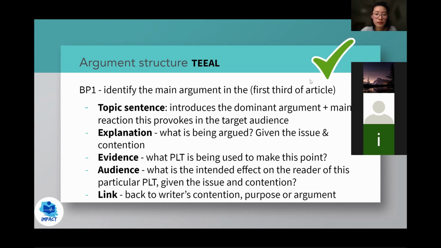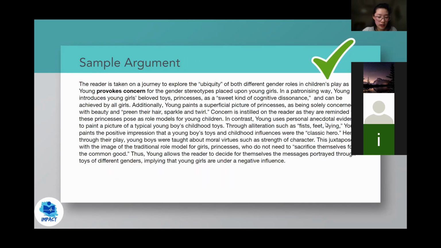Cool. No worries. All right. Here's a sample argument, and I just want you guys to read it for a moment, and then we'll discuss some of the good things and some things that can be improved here.